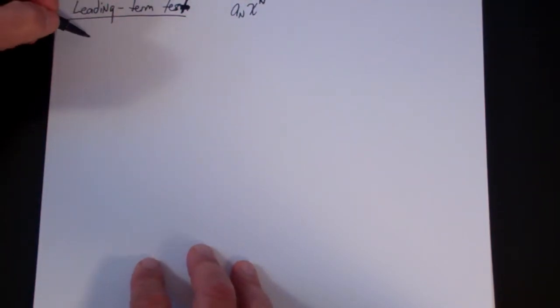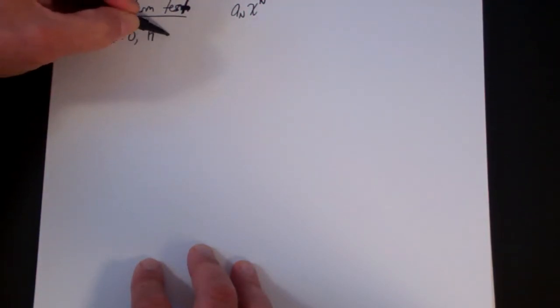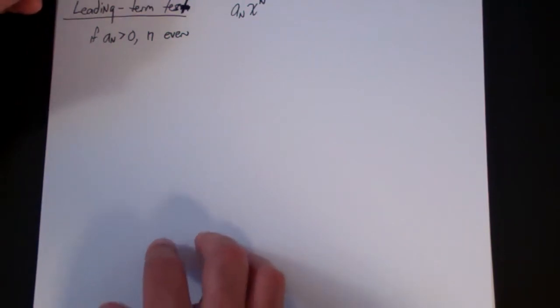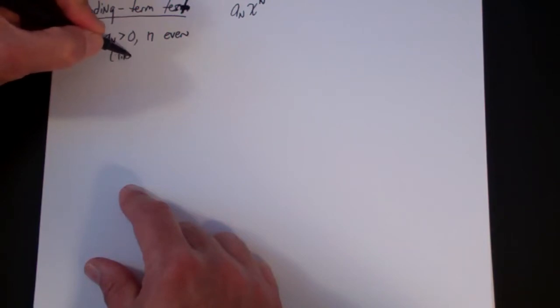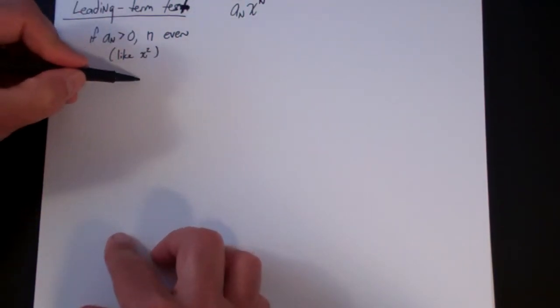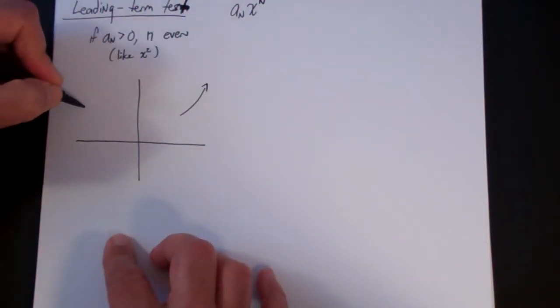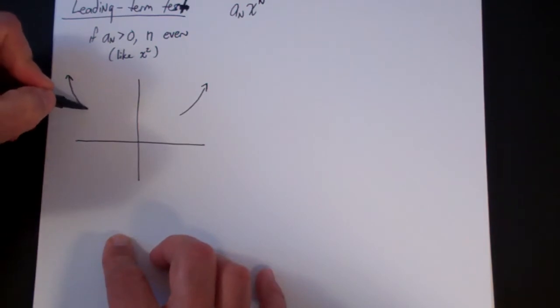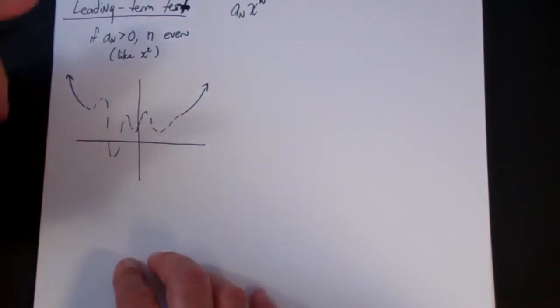And it simply says this. Let the leading term be a_n x^n. If a_n is positive, and n is even, an even number, then the end behavior looks like x squared. What I mean by that is that the end behavior will look like this and like this, even though I don't necessarily know what happens in between.